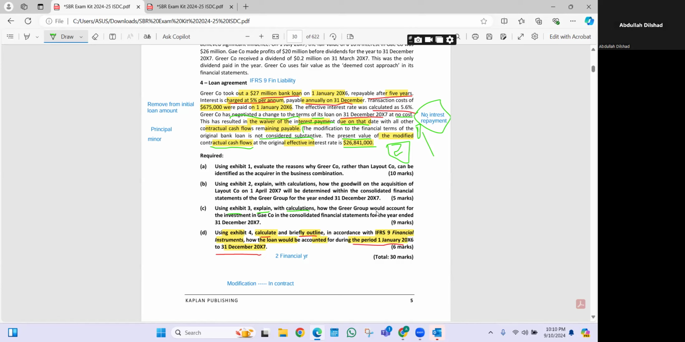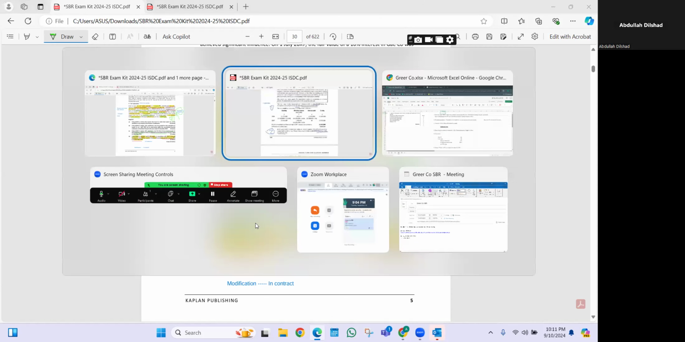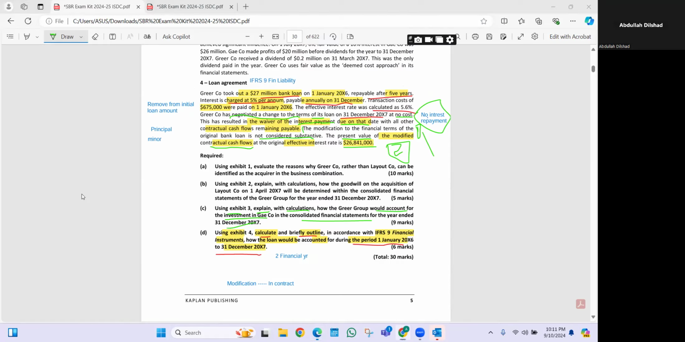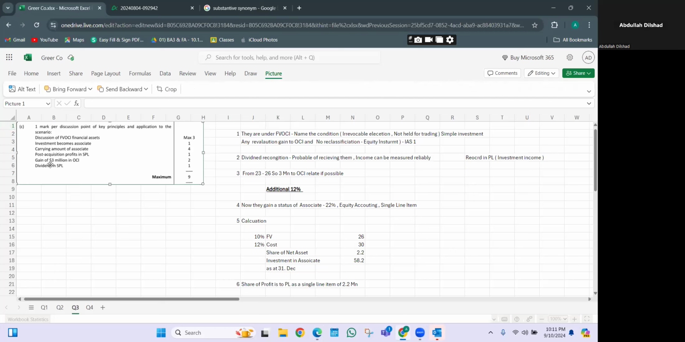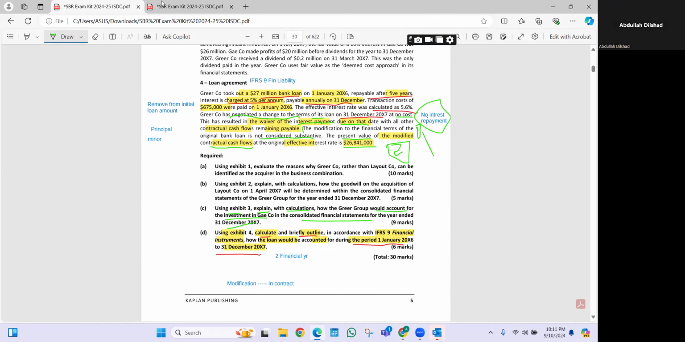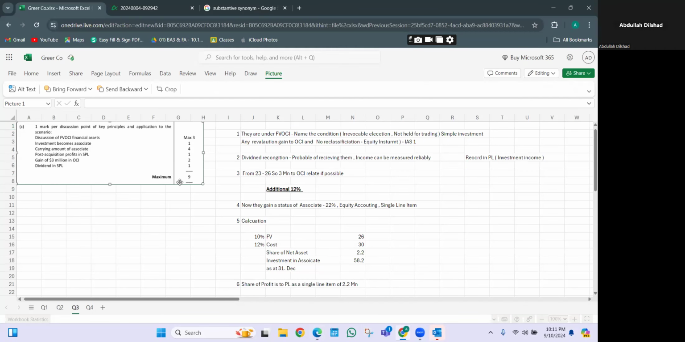How Greer Group would account for the investment in Geico. So Greer has gone and invested in Geico, in my consolidated statement of financial position for the year ended 31st December. They want me to explain as well as calculate. Look into your examiner's marking scheme. The examiner's marking scheme says he would give us 9 marks, and this is the allocation of your marks.